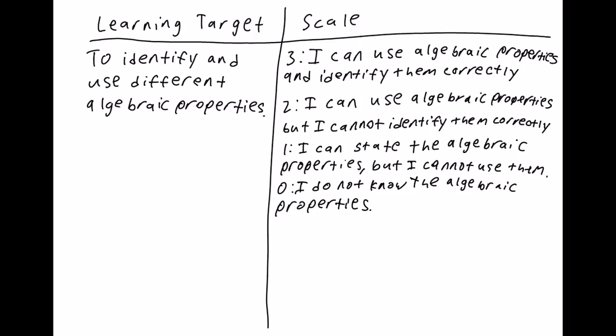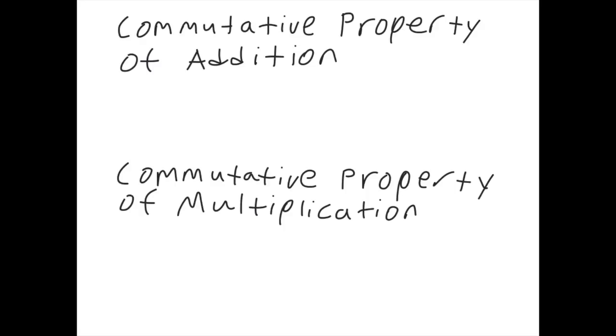Let's get started. Alright, let's start with the commutative property. There's 2 of them. There's one for addition and one for multiplication. For addition, it says, for any 2 numbers, a and b, if you have a plus b, then that's the same thing as saying b plus a. So it's essentially saying that with addition, order doesn't matter. So you can say a plus b, or you can say b plus a.